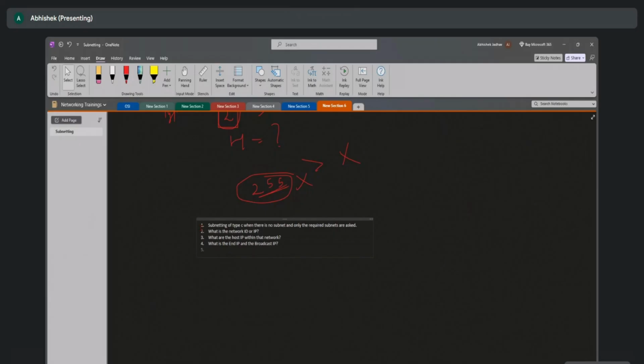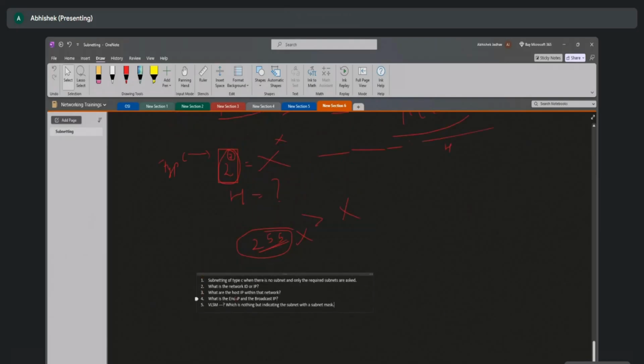What else? We have learned the important concept of VLSM, which is nothing but indicating the subnet with a subnet mask. It's an indicator parameter to help the computer understand where the IPs should stop. So that's about that questionnaire I earlier told you, subnetting of a class C when there is no subnet and only the required subnets are asked. This is what we have learned.